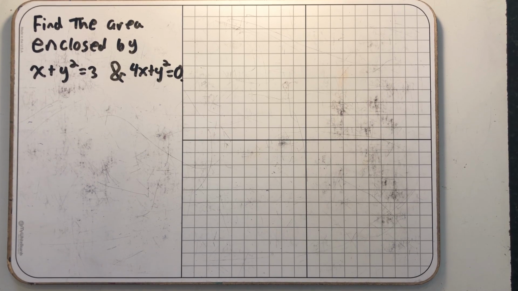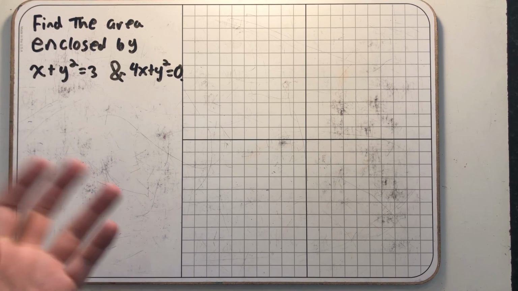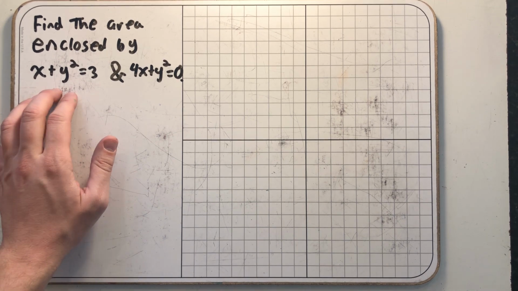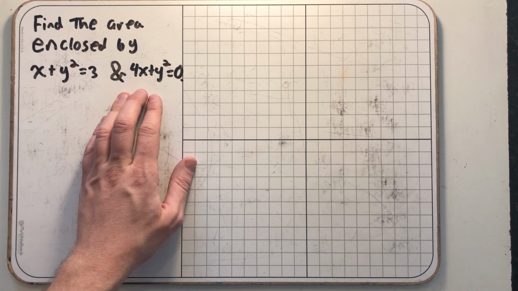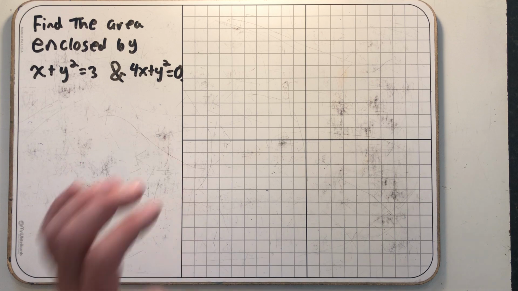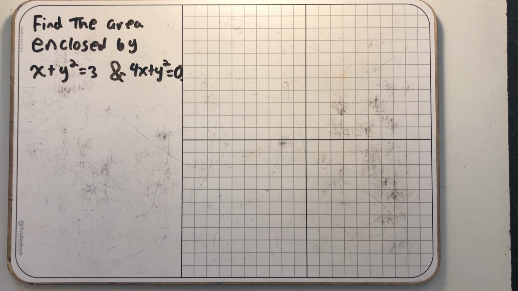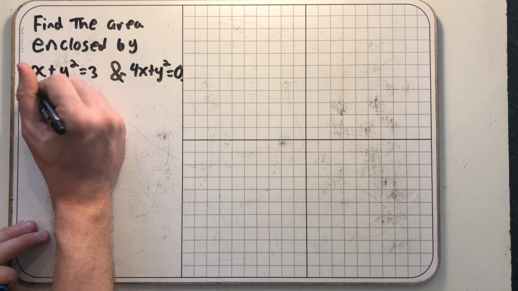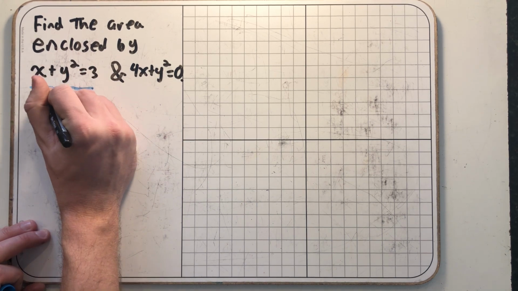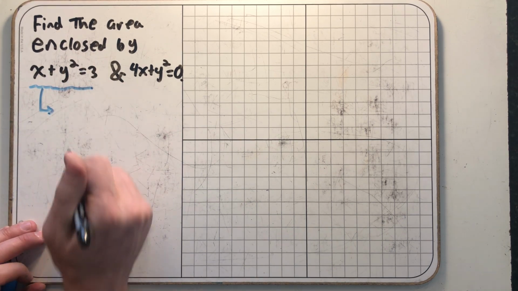In this video, we're asked to find the area enclosed by the equations x plus y squared equals 3 and 4x plus y squared equals 0. So I want to start by sketching graphs of these two equations. I'll start with x plus y squared equals 3.